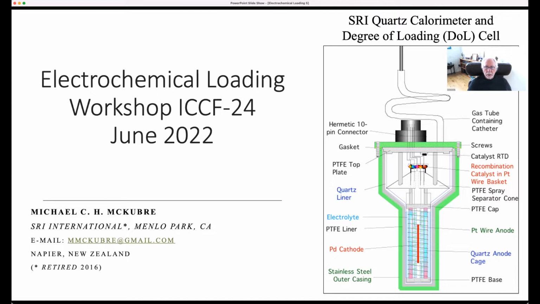On the right-hand side of this first screen is the cell with which we did most of our work at SRI, both loading studies and calorimetric studies. I don't have time to go into the details, but if you're interested in pursuing this avenue, I very much suggest that you pay attention to the details of this cell. Every detail was thought through, experimented with, and proved to be valuable.